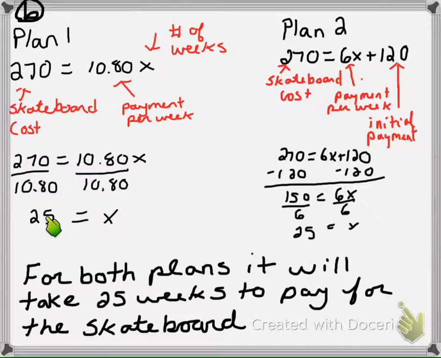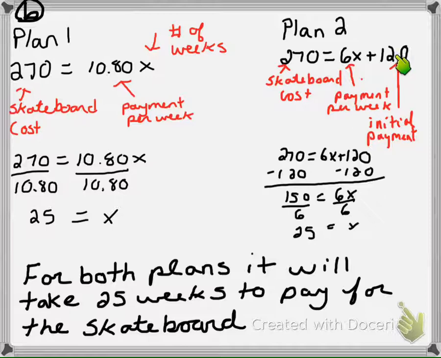If you put the equation into your graphing calculator and scroll down to 25 weeks, you'd see that $270 was reached on plan 1. I'm going to use the same strategy, solving an equation, to solve for plan 2. So 270 is my total cost. I'm trying to find the number of weeks. 6 times the number of weeks, that's how much I pay per week, plus 120.